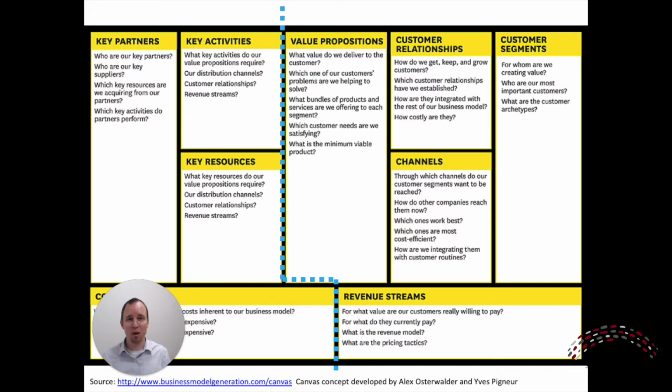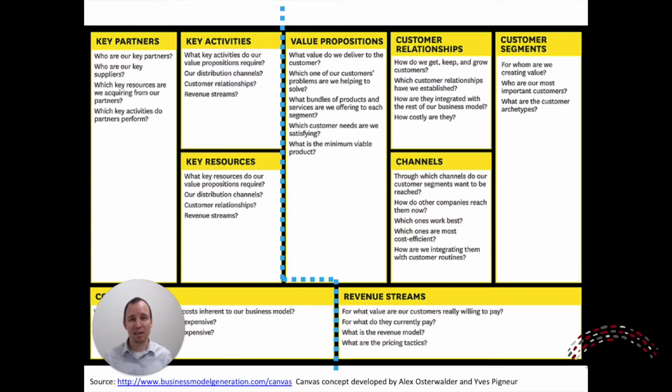Next, you want to think about what the customer relationship is with those customers. Is it a concierge type relationship or is it largely hands-off, right? Is this a Swiss bank or is it Amazon, right? We need to think about the nature of the relationship that we're going to have with our customer segments. We also want to think through in this block, how do we get, keep, and grow customers? What are the different strategies that we use there?